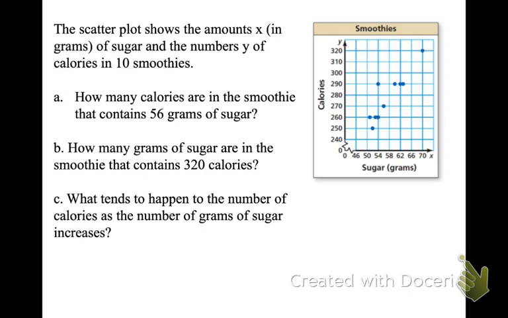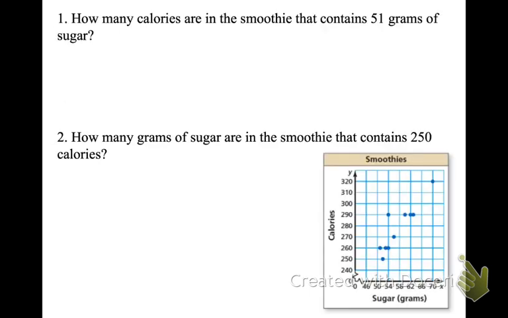What tends to happen to the number of calories as the grams of sugar increases? Annabella. Right, as the sugar increases, the calories increase. And what kind of trend is this? Linear. It's a linear, and it's what kind of correlation? Positive. As the sugar increases, so do the calories. Okay. Try the next one, pause the recording, and do the next one on your own.